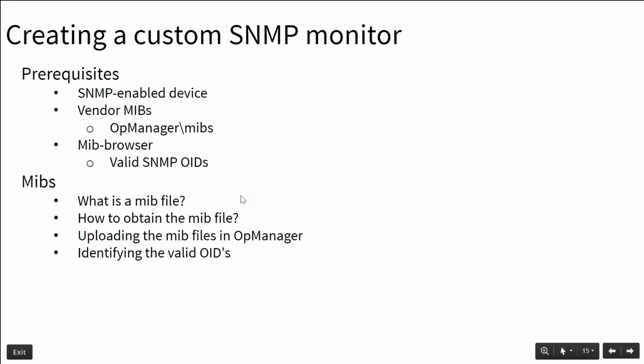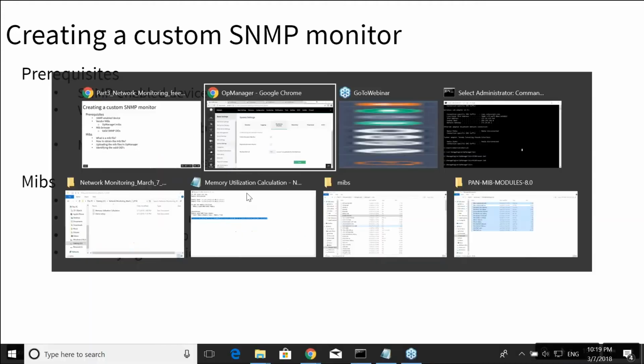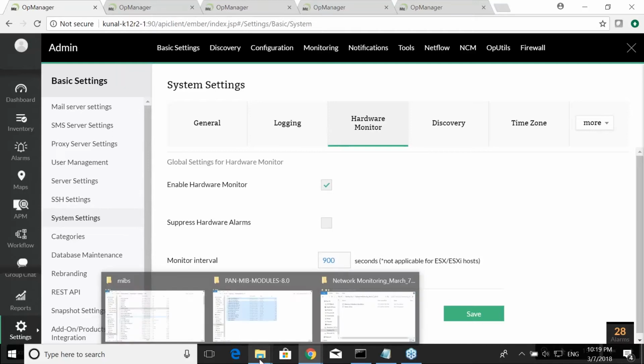So how to obtain these MIB files? You can either get it from the vendor or you can browse and get it from the internet. For example, oidview.com has a lot of MIB files from various vendors. So you can search for the respective vendor MIB file, and you can upload that in OpManager. Now there are two ways of getting the MIBs uploaded in OpManager.